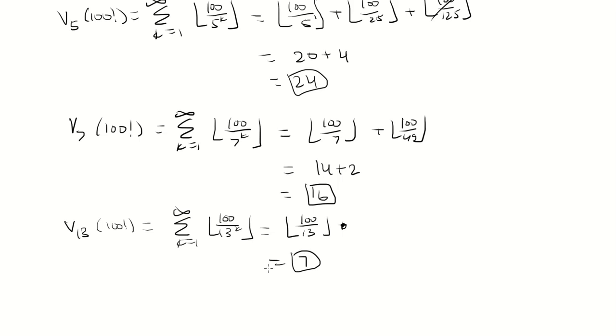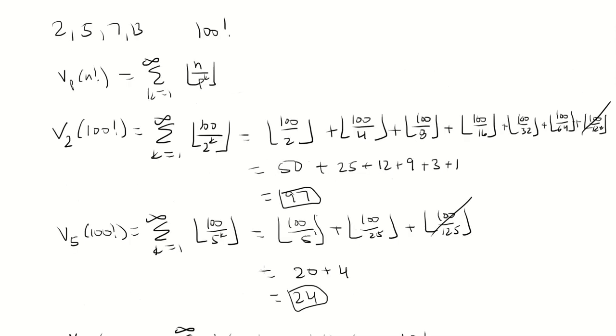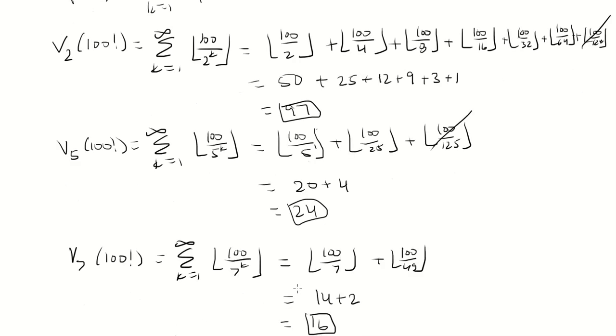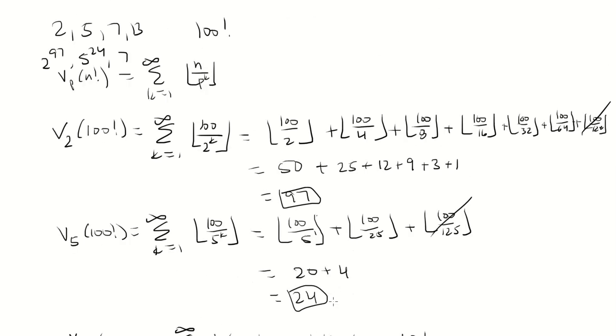So to summarize, the largest power of 2 that is a divisor of 100 factorial is 2 to the 97th. The largest power of 5 that is a divisor of 100 factorial is 5 to the 24th. And the largest power of 7 that is a divisor of 100 factorial is 7 to the 16th, and then 13 to the 7th. So these are going to be your final answers.